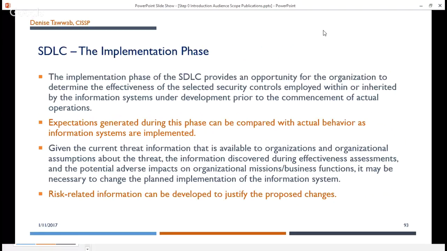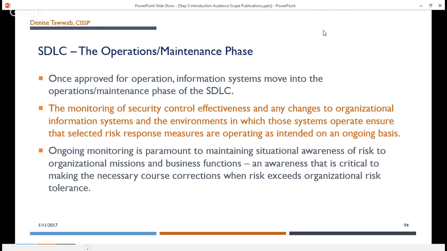So at the implementation phase, when you look at the system that you're developing or acquiring, you consider the threat information that you have and any assumptions about that threat. And you look at the controls in place, you look at the security of that system, and you make a more informed decision about, do we need to change the planned implementation? Do we need to continue moving forward? Risk-related information can be developed to justify any proposed changes at this point. Then you implement the system and move into the operations maintenance phase.